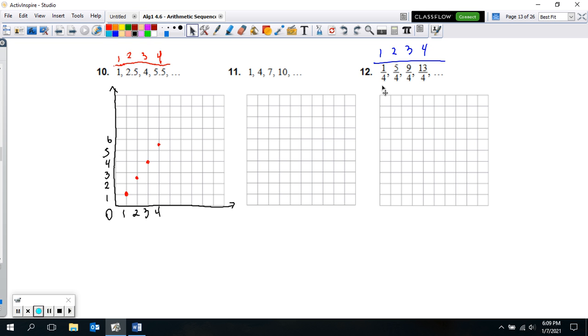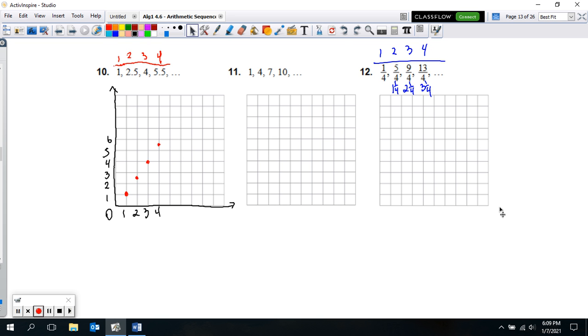So obviously 1/4 we don't need to worry about. That's already as simple as I can get. But 5/4, we want to turn that into 1 and 1/4. 9/4, 4 goes into 9 two times, so that's 2 and 1/4. And 4 goes into 13 three times, that's 3 and 1/4. Might be easier to graph them this way with mixed numbers.